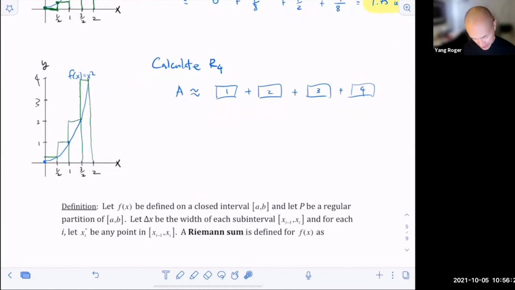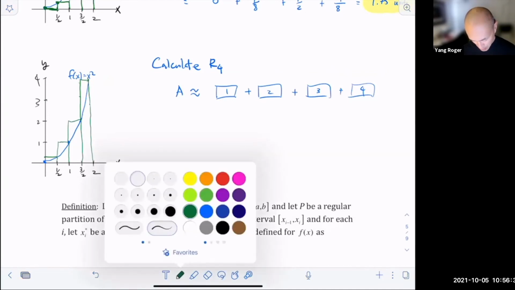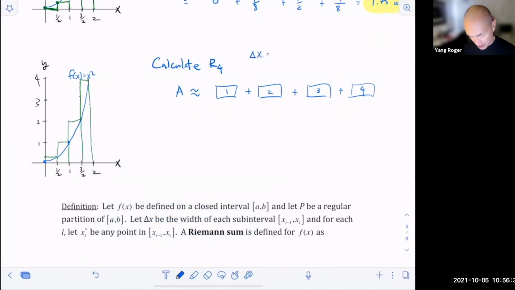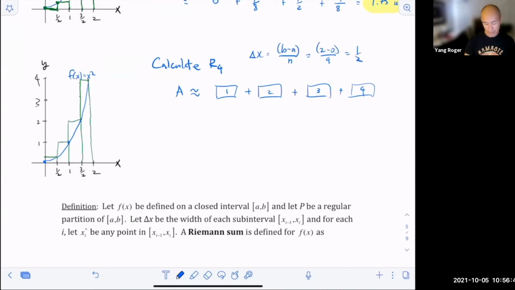Once again, just to reiterate the process, you start with your interval from 0 to 2. You chop it up into 4 equal pieces, for this problem at least. Then we figure out what our delta x is going to be. Delta x, we already calculated up above, but it's b minus a divided by n. In this case, it's 2 minus 0 divided by 4, which is 1/2. And again, I know we did that already. In this case, we're going to use the right endpoint. So that's going to be R4.